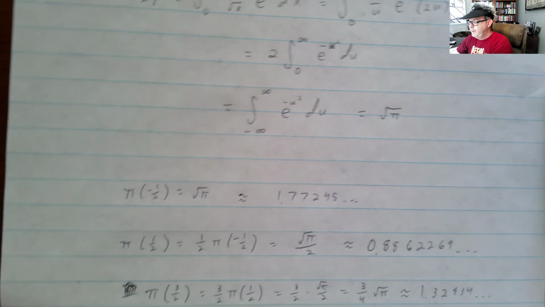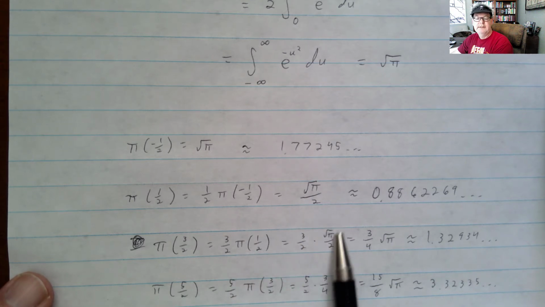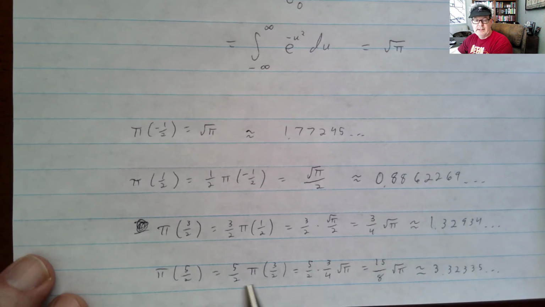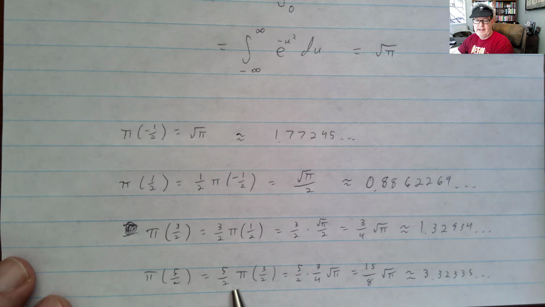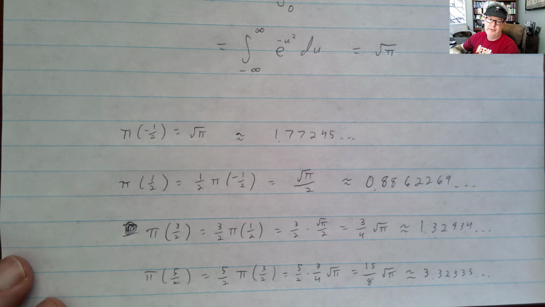And you can keep going. Pi of 3/2 will be 3/2 times pi of 1/2. Right, so this is 1/2 root pi. This is 3/2 times root pi over 2. Pi of 5/2 will be 5/2 times pi of 3/2, which is 3/4 root pi, so 15 over 8 root pi, and so on. So we can get all those values.